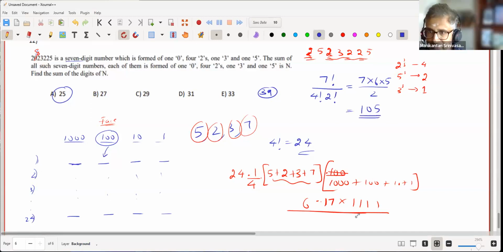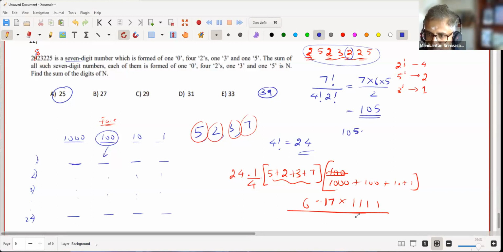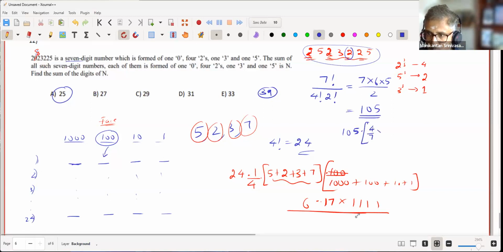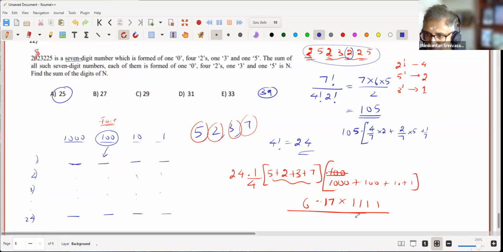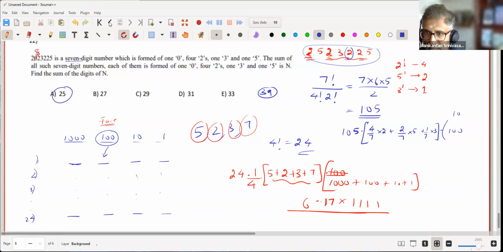Now, of these 105 numbers, again, I'll take any one digit. Let's say I'll take the hundredths place. 4/7 of these numbers will be 2s. 2/7 of these numbers will be 5s. And 1/7 of these numbers will be 3. And then the hundredths place itself has a place value of 100. Then I repeat the same thing with all the other places, starting from 10 power 6th place plus 10 power 5th place, all the way till the tens place plus units place. So that'll be my answer, right?